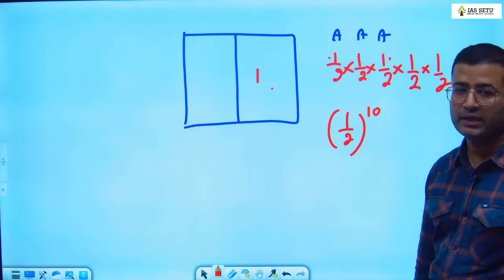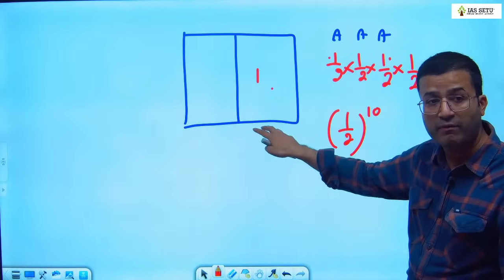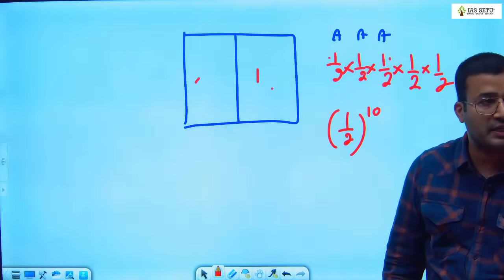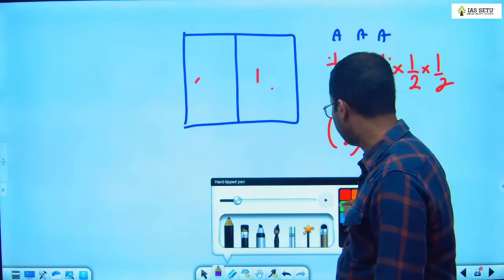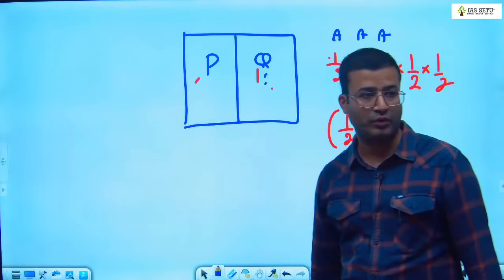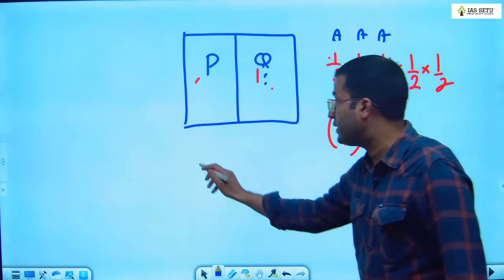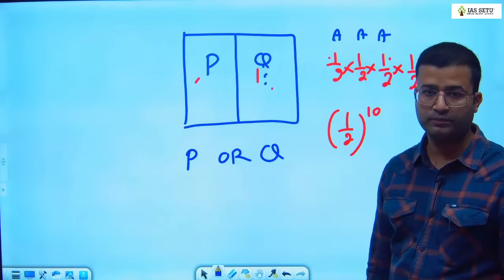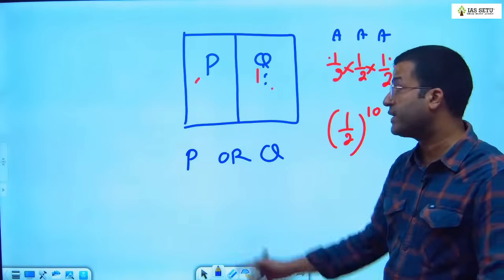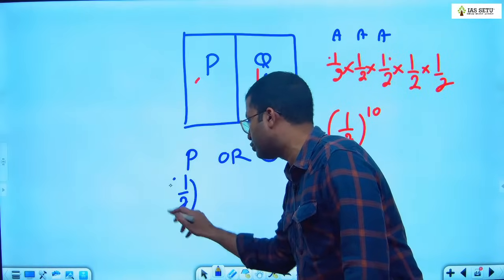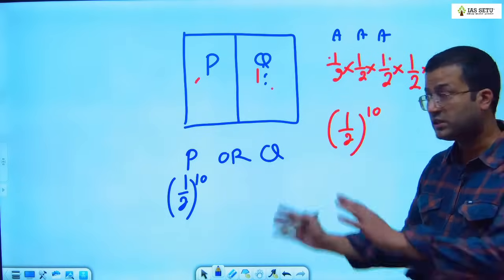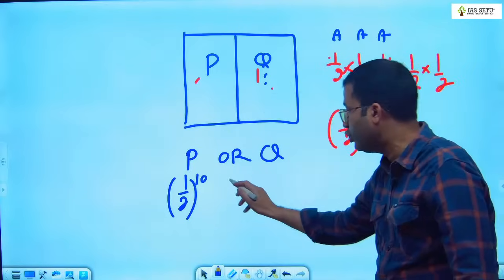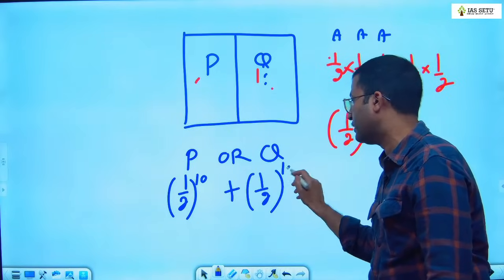But the picture is still left. They did not say it has to be in this half, all 10 particles can be in the other half also. So here this side is P, this side is Q. Maybe all the 10 particles are in P or maybe all the 10 particles are in Q. What is the probability that all the 10 particles are in Q? 1 by 2 to the power 10. Same. The probability of all 10 particles being in it is also this. If all the 10 particles are in Q, that is also 1 by 2 to the power 10.